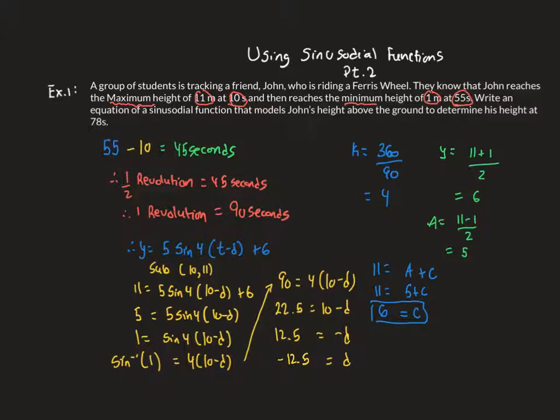Okay? So that means my equation would be y is equal to 5 sine 4 t minus minus, so plus 12.5 plus 6.